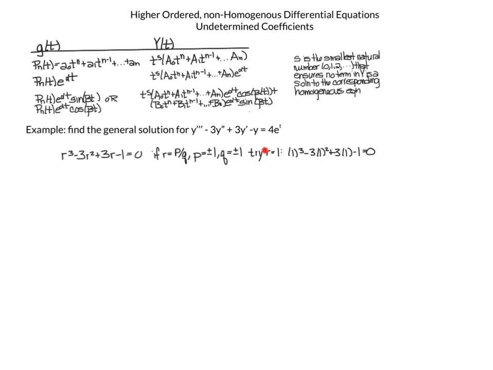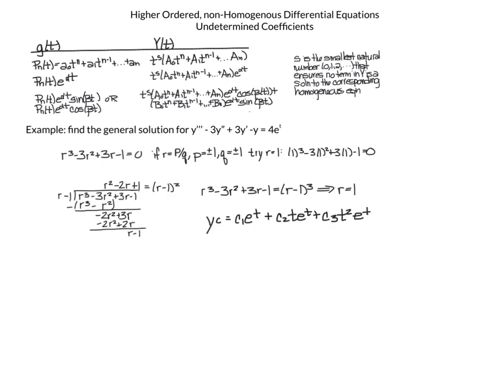So we can plug in r equals 1, and we'll see we get 1 cubed minus 3 times 1 squared plus 3 times 1 minus 1, and that does indeed equal 0. So this is one root. I can plug in and see if I have other real roots, but what I'm going to do instead is take my r to the third minus 3r squared plus 3r minus 1, and divide by r minus 1.